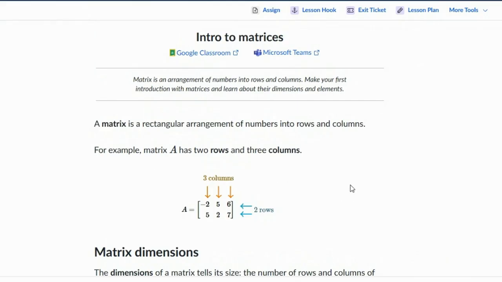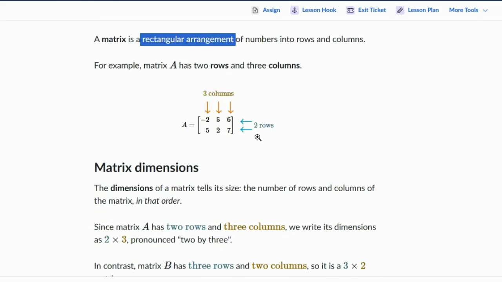Okay, our lesson is Intro to Matrices. So a matrix is a rectangular arrangement of numbers in rows and columns. So here is matrix A, and we generally name a matrix using a letter, A, B, C, D, capital letters. So this is matrix A, and we can see there are 2 rows of numbers, and each of those rows have 3 columns, and there's 3 numbers in each row. So we have 3 separate columns.